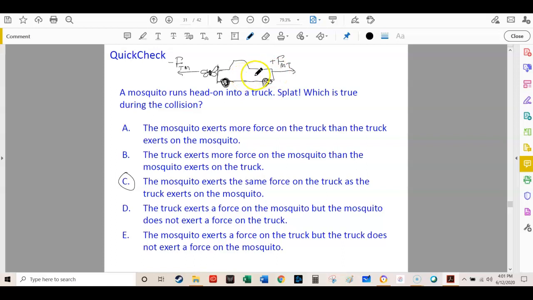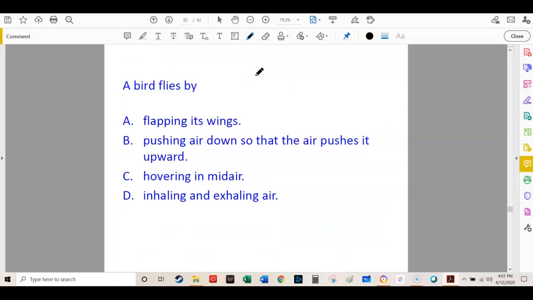Let's try another one to see if you can identify force pairs. Okay? So bird flies. How does a bird fly? Well, it just flaps its wings, or does it push the air down so that the air pushes it upwards? Or does it just simply hover in midair? Or by inhaling or exhaling air? What do you think the answer to this is, right?